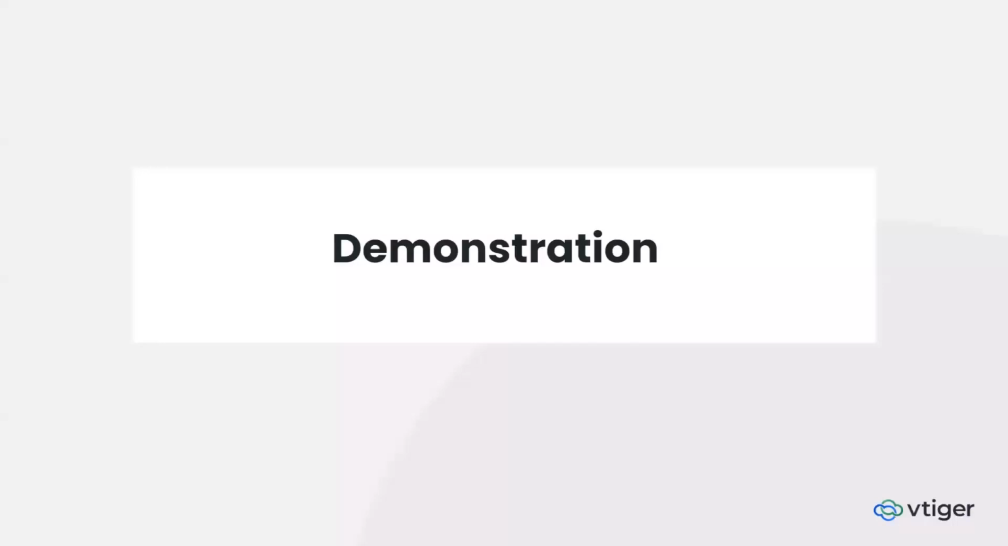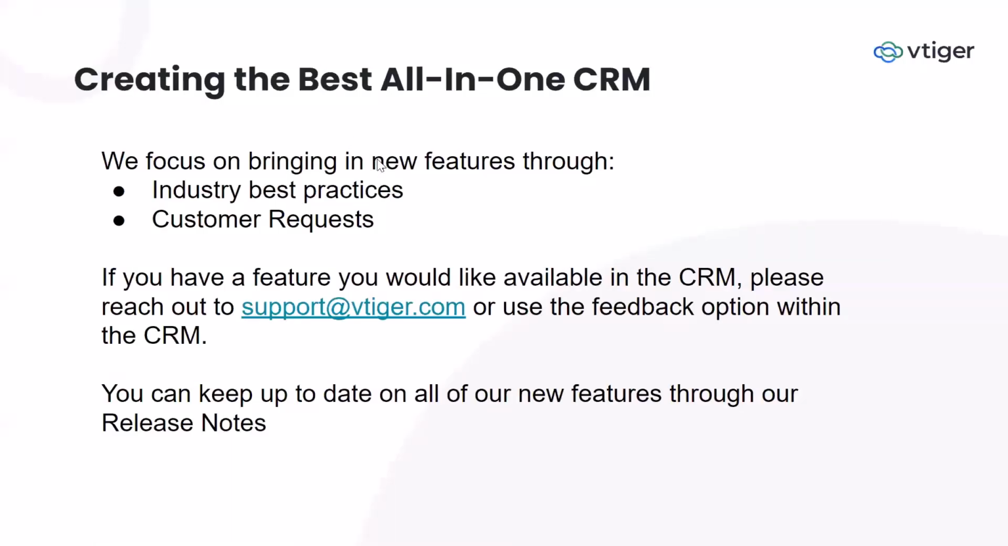Thank you, Josh. Let me share my screen here one more time. And again, this is a new feature. We have been working very, very hard to get this out as quickly as possible. We want to focus on bringing new features, and we do so through industry best practices and customer requests. If you have an additional feature you would like available in the CRM, or if you start using this GPT and even Calculus AI in the add-on and notice other ways it could be improved, or other things you'd like to see possible with it, please reach out to us at support@vtiger.com or use the feedback option within the CRM itself. And you can also keep up to date on all of our new features through our release notes that come out every time we release an update to the CRM.